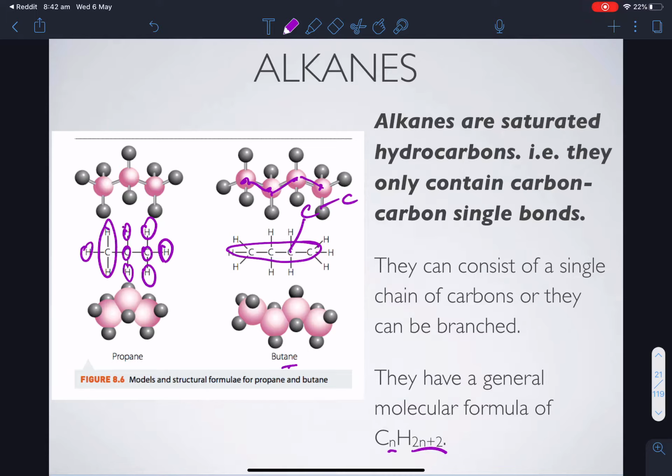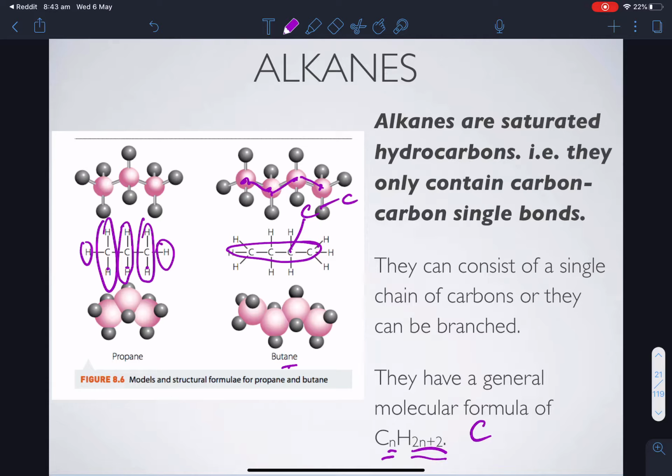So each carbon along the chain, I don't know if my diagram's helping here, each carbon along the chain is going to have at least 2 hydrogens on it. But the 2 end ones are also going to be there. So for n number of these, there's going to be 2n hydrogens, and there's going to be an extra 2 on the end. So that's why it's CnH2n+2.